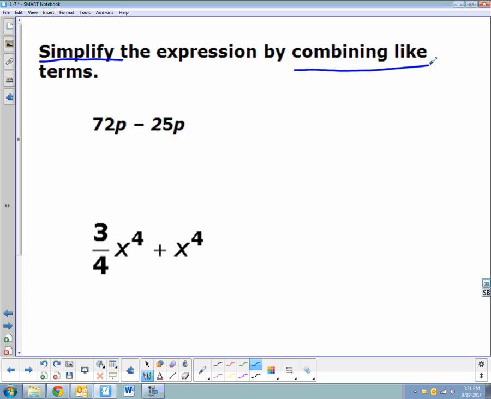72p minus 25p. They both have a like term. They both have a p there, and they have a coefficient. So we're going to combine those coefficients together. We're going to get 72p minus 25p, and we're going to get, I don't know, something. What are we going to get? 48, is that right? Let me double check myself here, because again, end of the day, my brain is not always working the way it should. And so if I subtract, nope, see, I was wrong, 47.